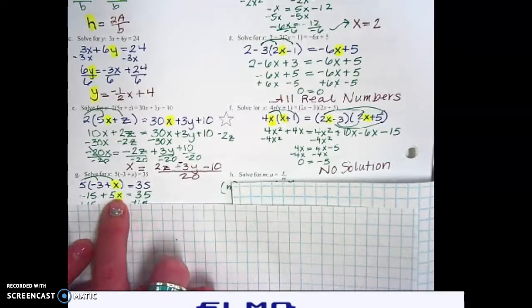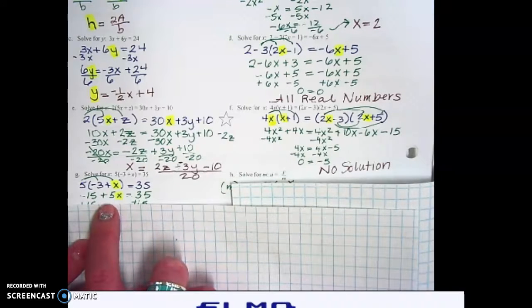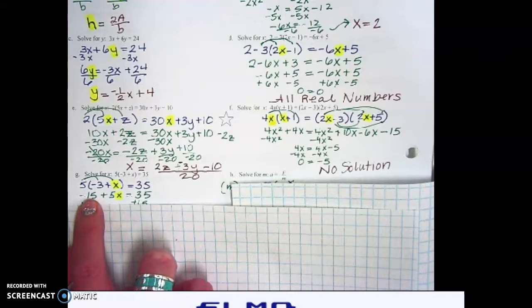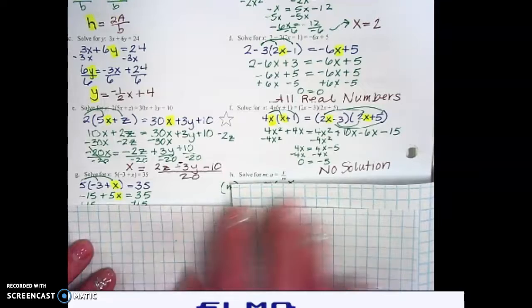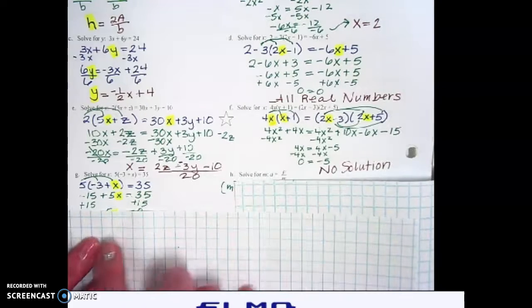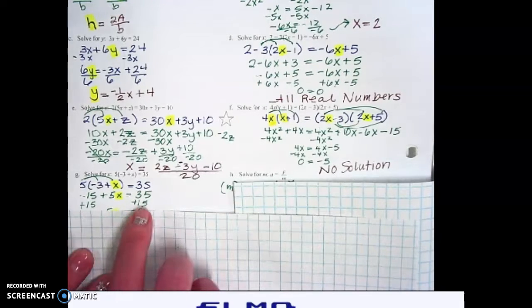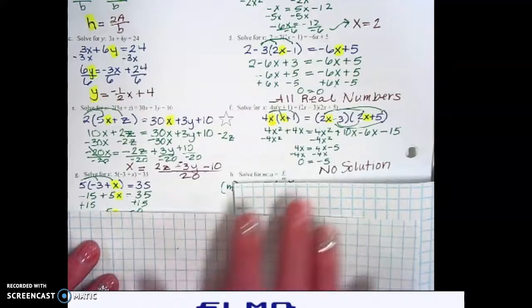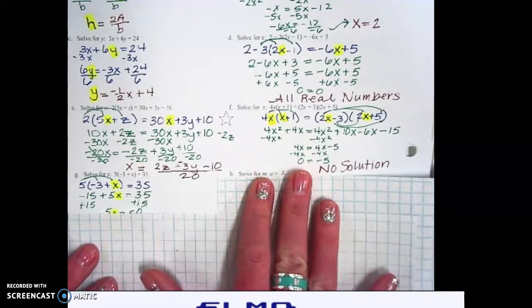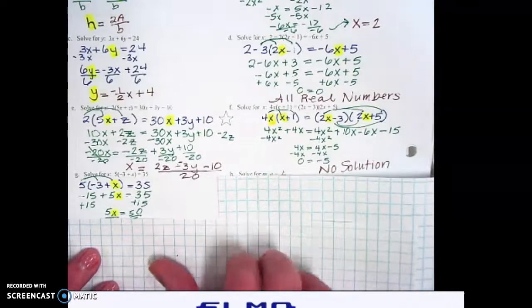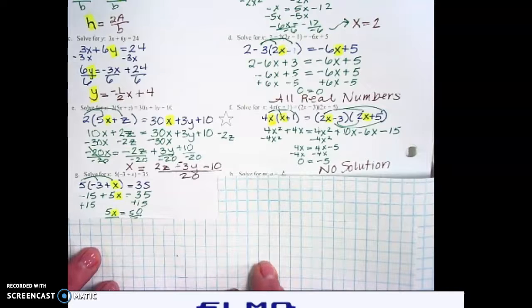And then I look at what's happening to that X. That X is being multiplied by 5, and 15 is being subtracted. What's the inverse operation of subtracting 15? Adding 15. So I'm going to add 15 to both sides. Plus 15, plus 15. That leaves me with 5X on the left and 50 on the right.